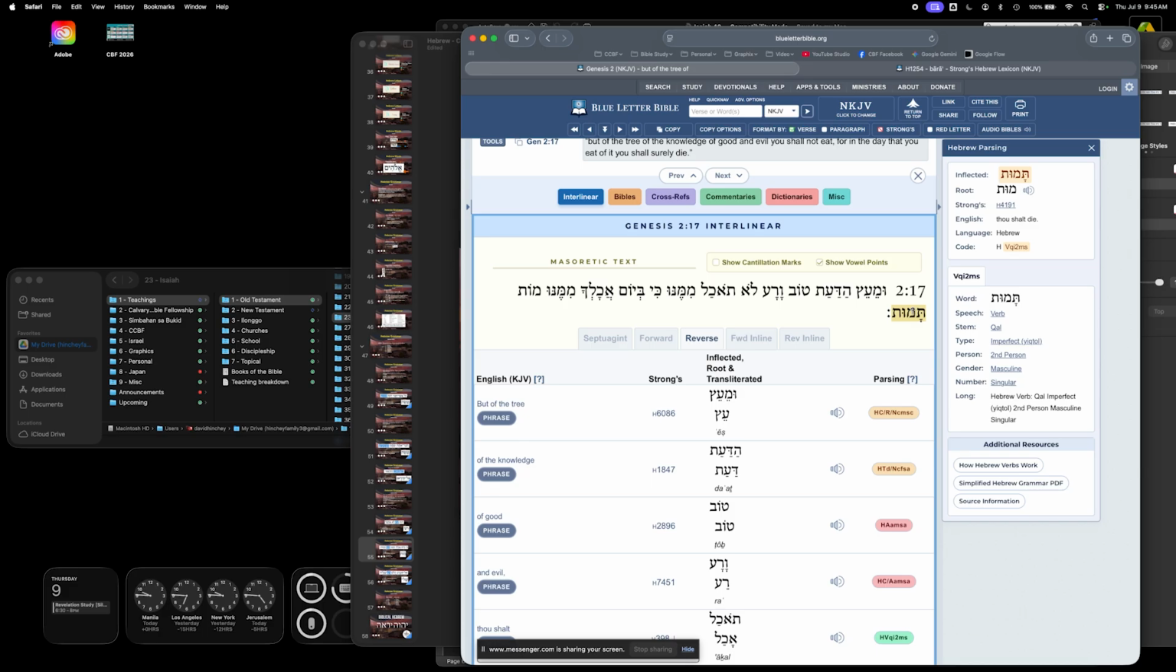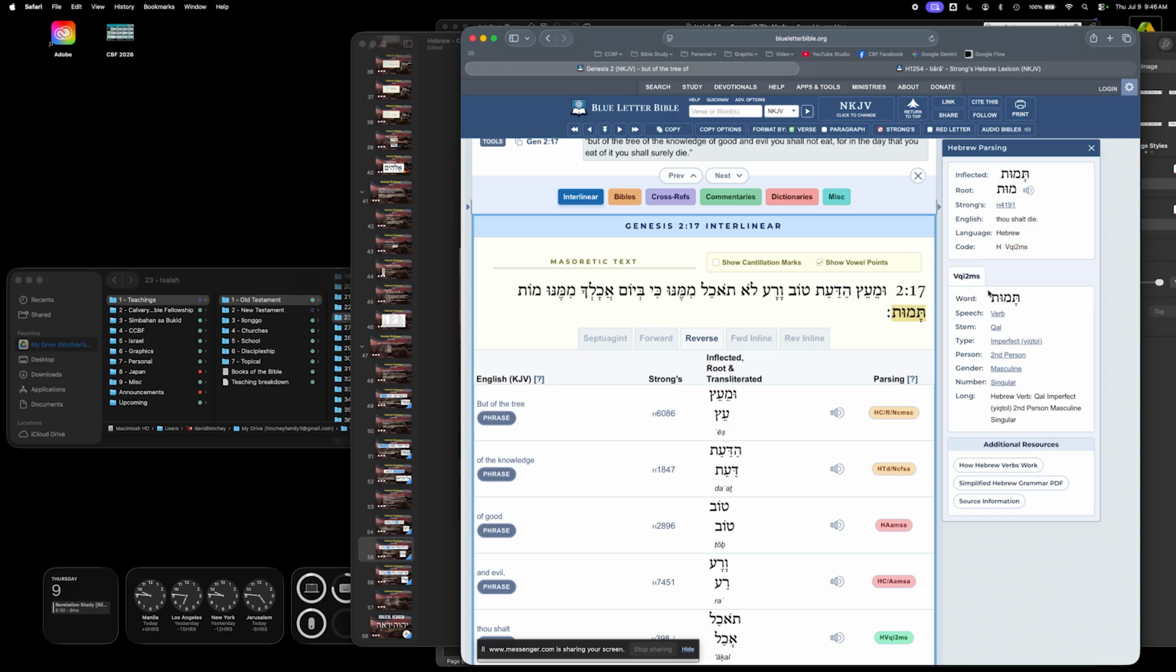A lot more information. Don't see that in English, do you? Yeah. Not in the English. Really cool in the Hebrew. Muth, tamuth. The moment you bite into that fruit, you're a dead man. Instantly, dead spiritually. And then eventually, dead physically.